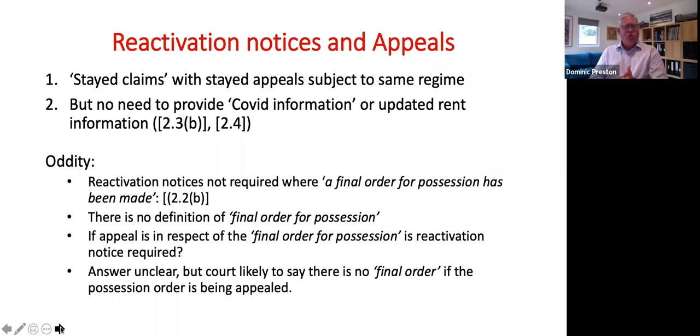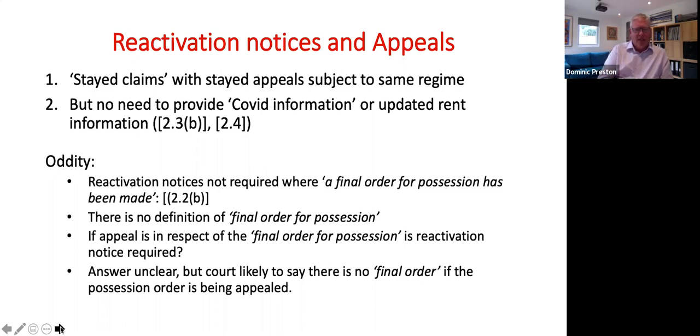Just a quick note on appeals. One, because there's an oddity, but 2, just to note a slight difference. If you are a stayed claim, and there is an appeal involved, whether an appeal in relation to an interim order or a final order, that stayed appeal is subject to the same regime, but there is no need to provide COVID information and no need to provide the updated rent information. So you do have to serve a notice, but the additional information sections are not required.